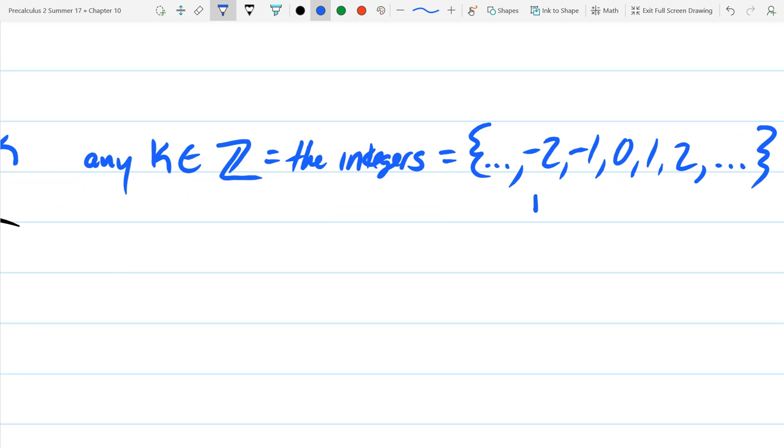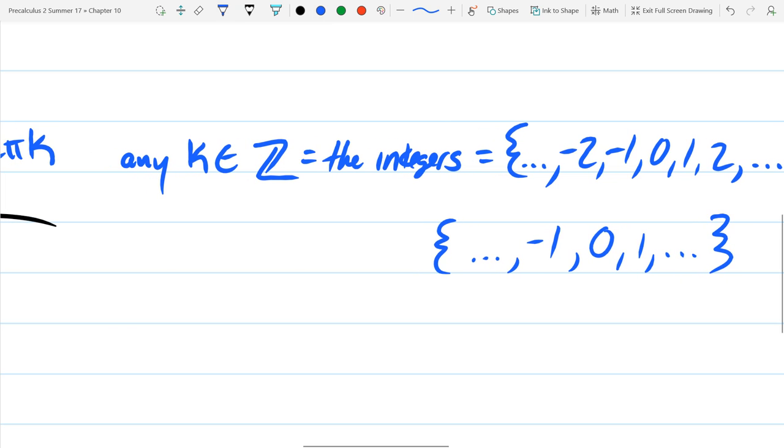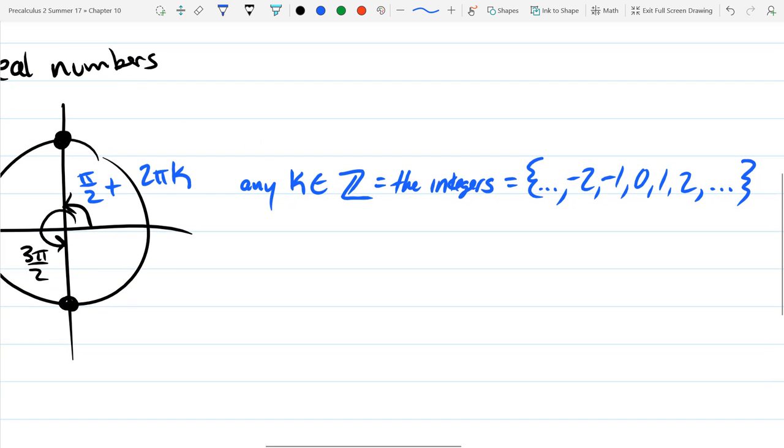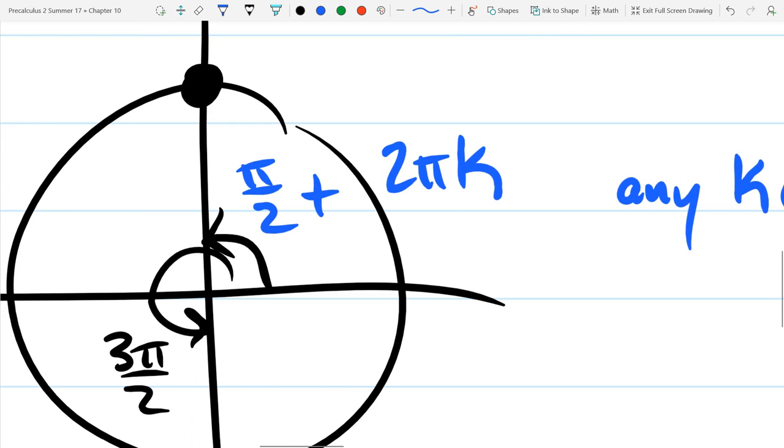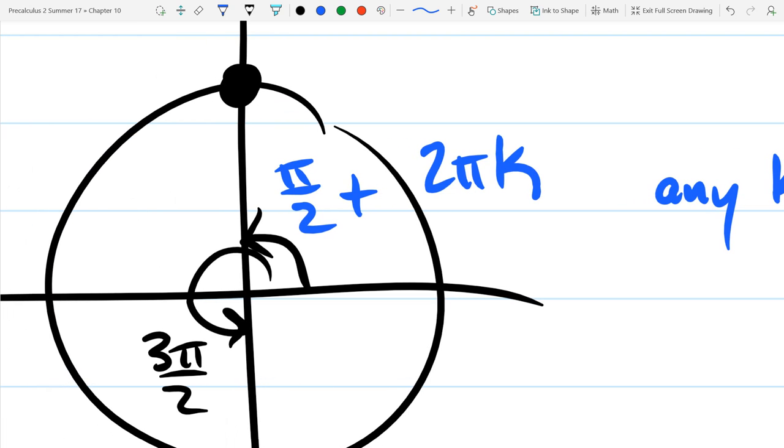You want to write enough stuff in the middle so that the pattern is pretty obvious. For example, in my opinion, this is probably not enough to say the pattern is obvious. The minimum, in my opinion, I would at least include negative 1, and then I would be okay saying the pattern is obvious. I just put a couple extra in there just so it's super, super obvious. All right, so there's the integers. You can add as many rotations as you want. You can add 1 rotation, 2 rotations, 3 rotations, 3 million rotations if you need to.